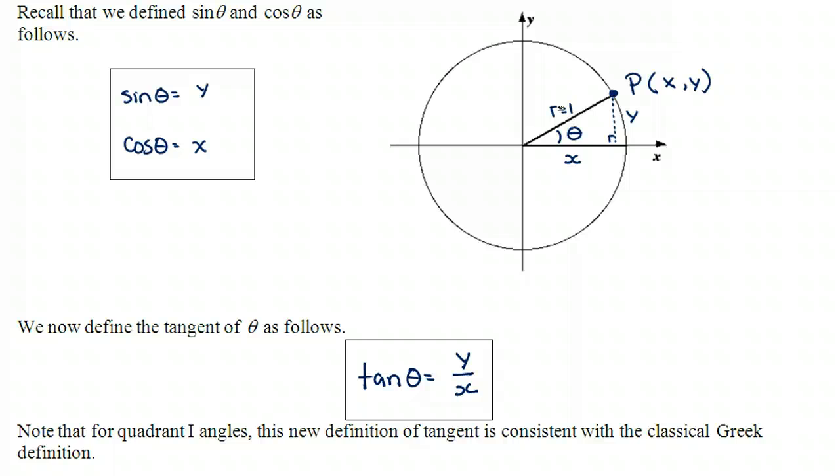One point to note, this radius here makes a straight line. And if you look at the slope of this line, the slope is the rise over the run. So another way of thinking about the tangent is we sometimes say the tangent of theta is the slope of the line made by the terminal arm.